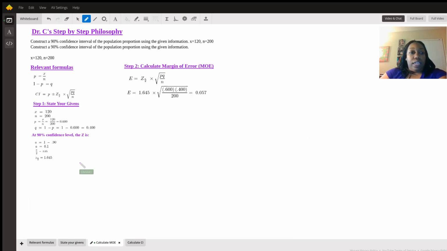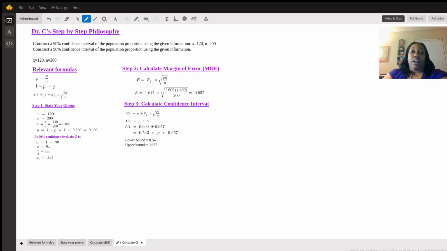Okay. Next step would be calculating the margin of error. So again, the margin of error is our z critical times the square root of p times q divided by n. Because we did all the major steps when we stated our givens, we already have this, so we can just plug everything in. So from here, we have that 1.645 that we just found times the square root of p, which was 0.6, times q, which was 0.4, divided by n, which was 200. And when we did all of that, that gave us a margin of error of 0.057.